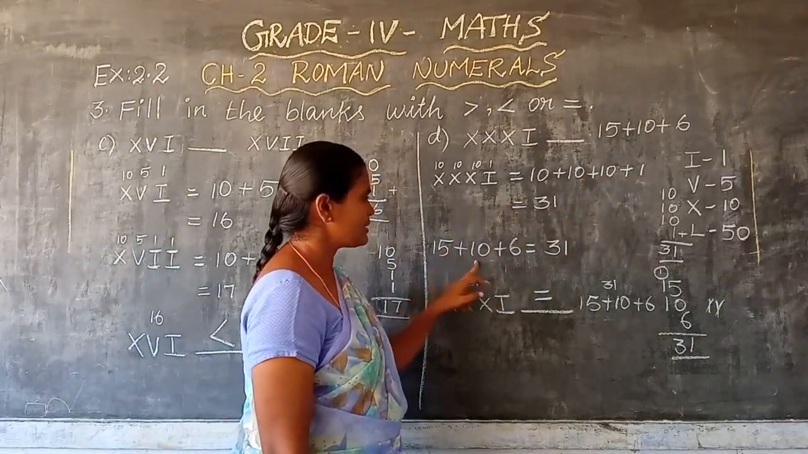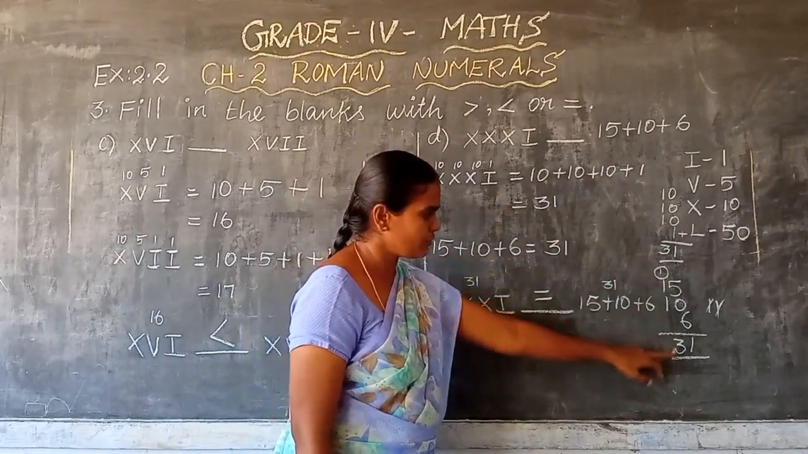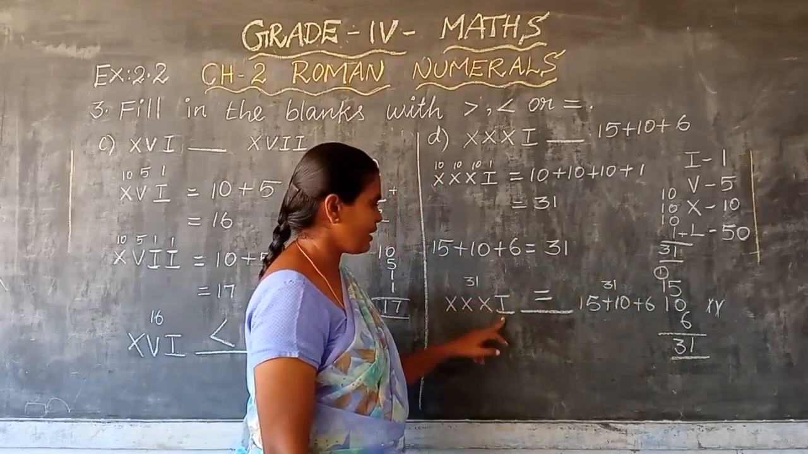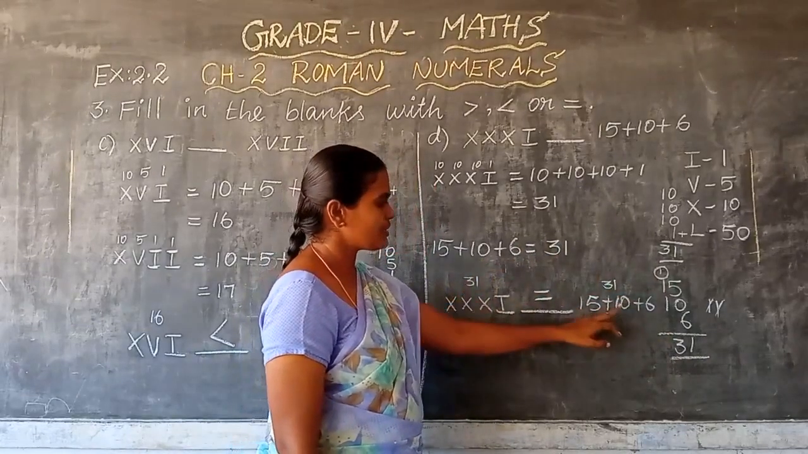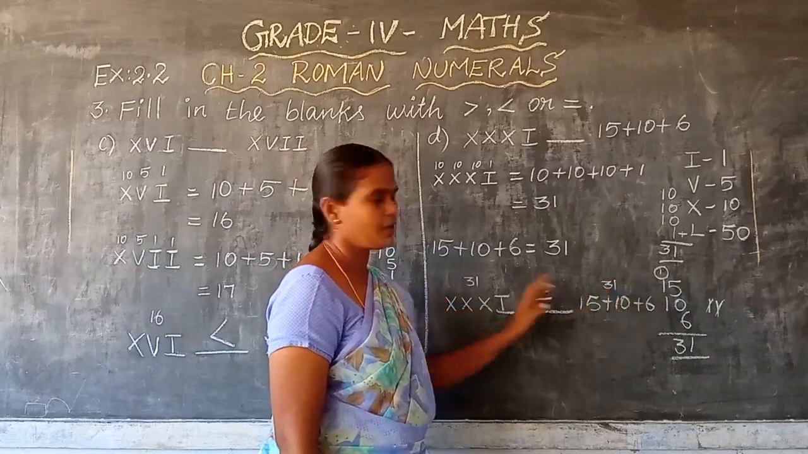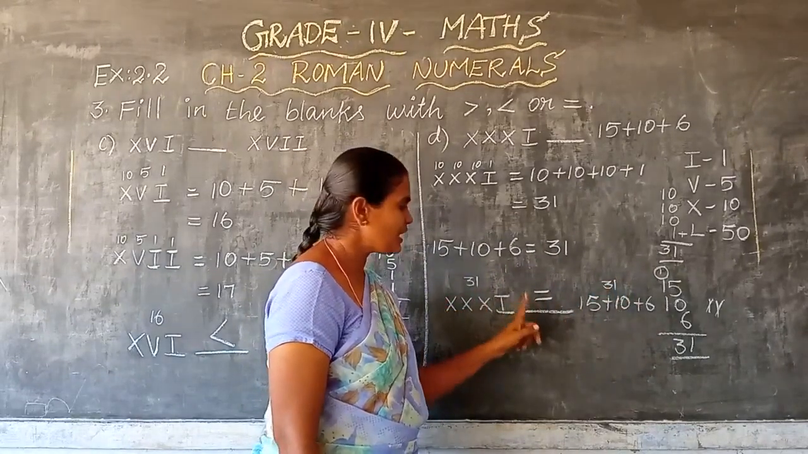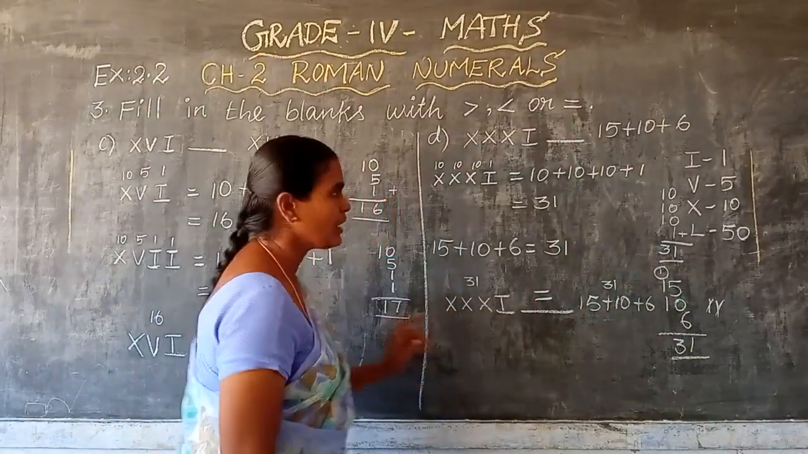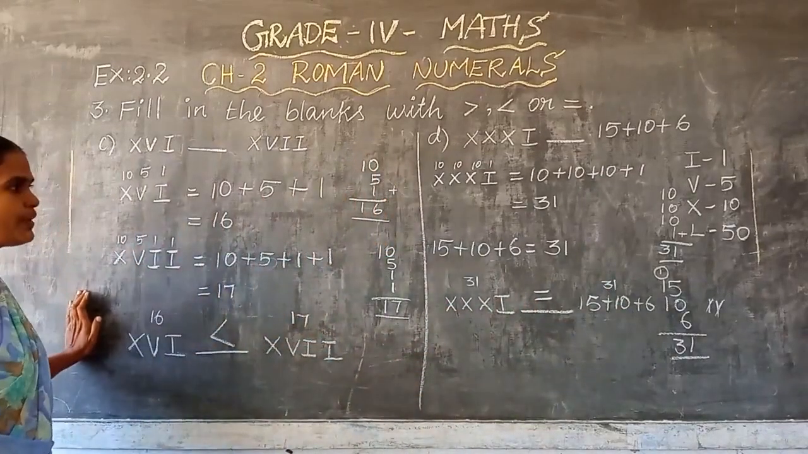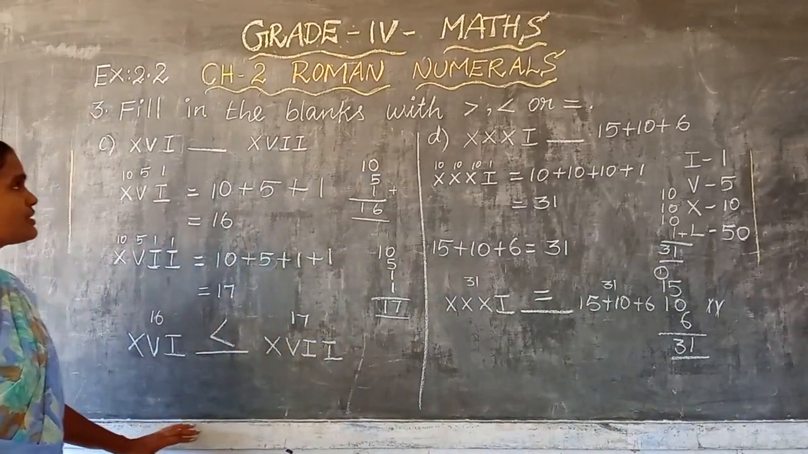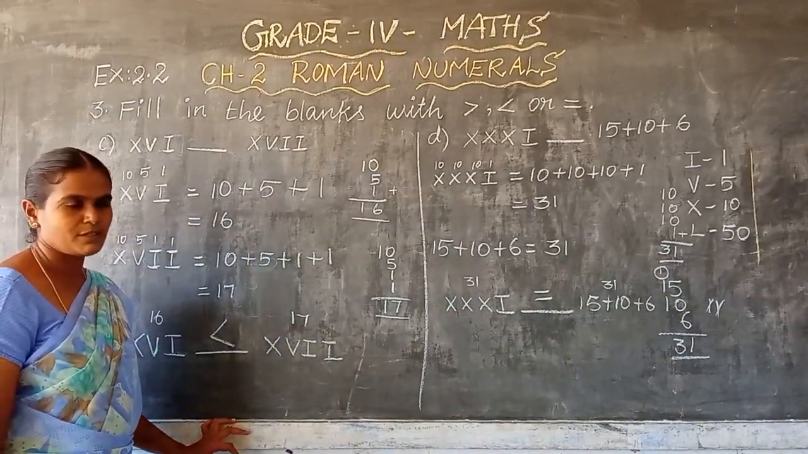So here 15 plus 10 plus 6. Do the calculation, we get the answer 31. So XXXI value 31. 15 plus 10 plus 6 is equal to 31. Both sides are the same number. Same number means equal. Okay. So these two sums copy in your classwork note. So exercise 2.2, first 3 sections completed. Thank you.